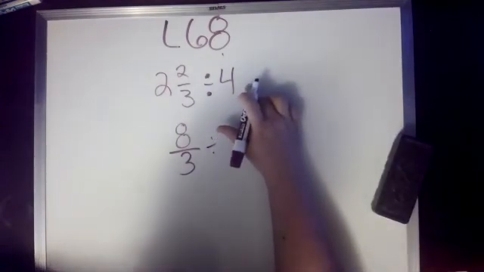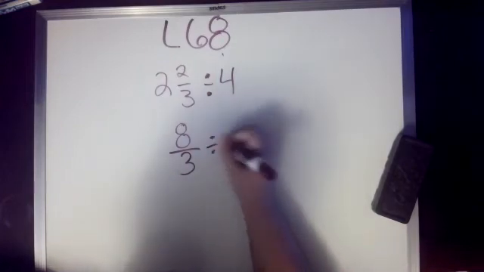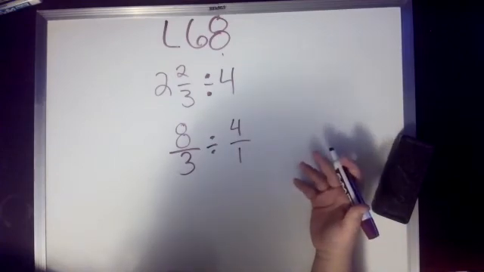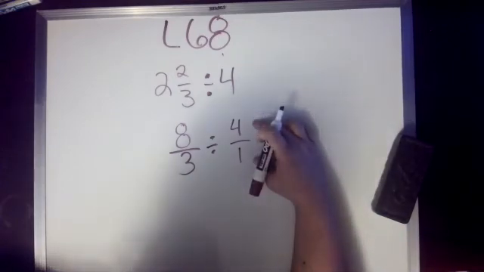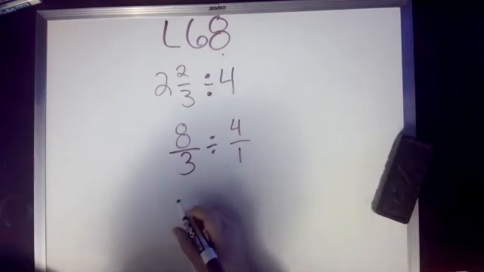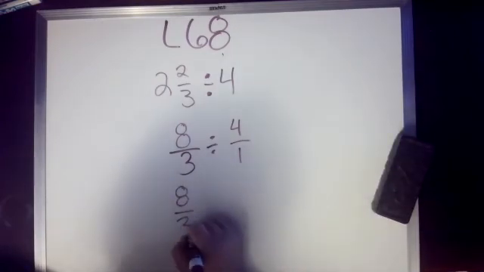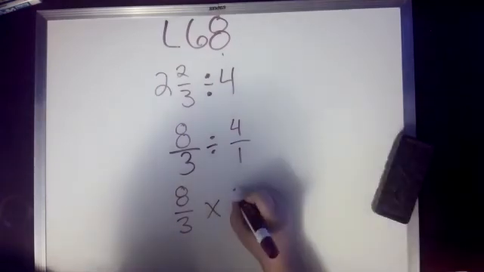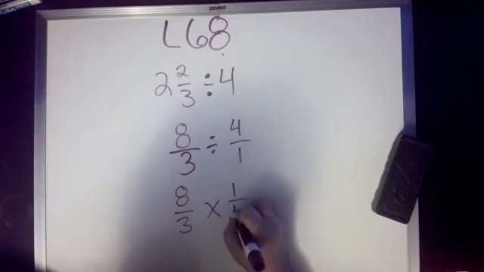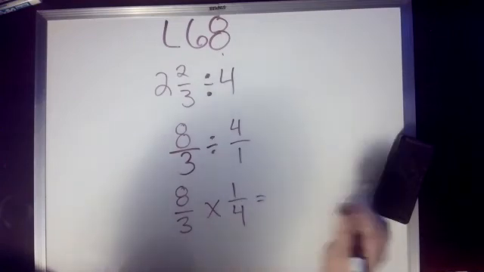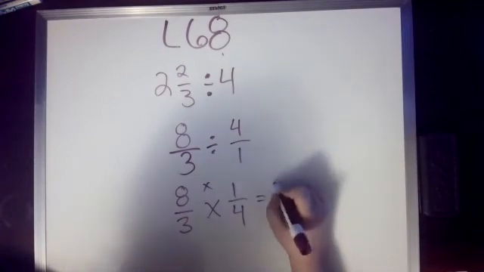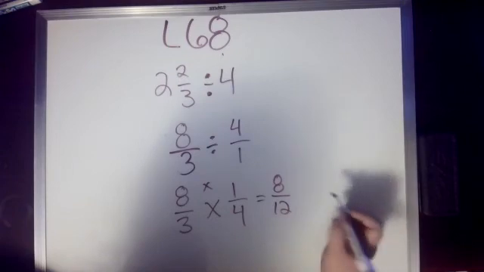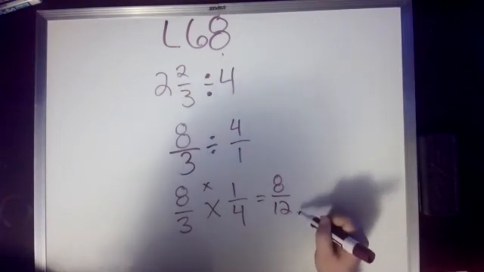Okay, being divided by 4. Now, when you turn a whole number like this into a fraction, what you're saying is 4 wholes, or 4 ones. Okay, so this now is a fraction. Just like last time, I'm going to bring this 8/3 down, and I'm going to times it, and I'm going to flip this fraction. So this fraction is going to turn into 1/4. And I'm going to do it straight across. So 8 times 1 is 8, over 3 times 4 is 12, and hey, I can make this lowest terms.